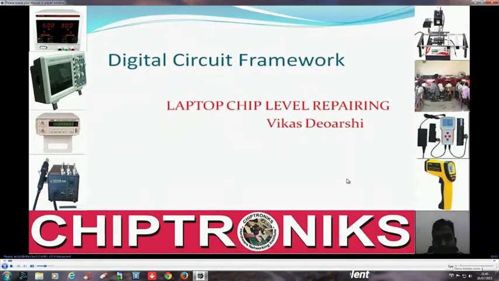Today in this class I'm going to cover the digital circuit framework. Why I've chosen this digital circuit framework topic is basically to understand the very concepts behind the working of digital ICs present on laptop motherboard. In later stages I'll tell you that every digital IC requires three things, that is supply, reset and clock. So I'll get to the point why they require these three things.